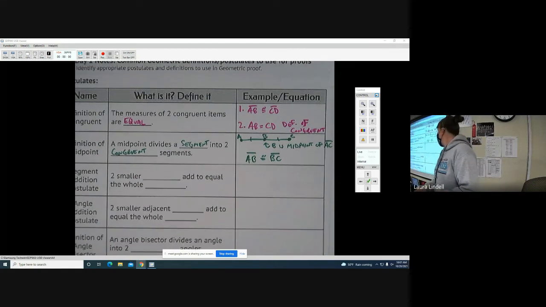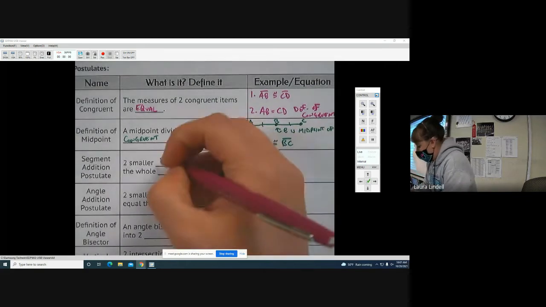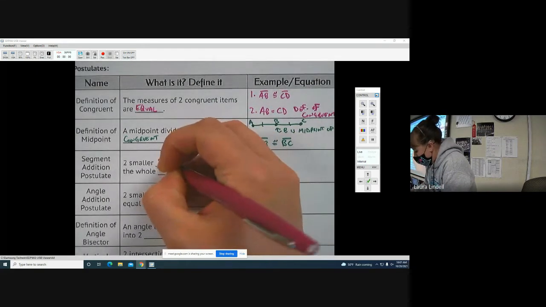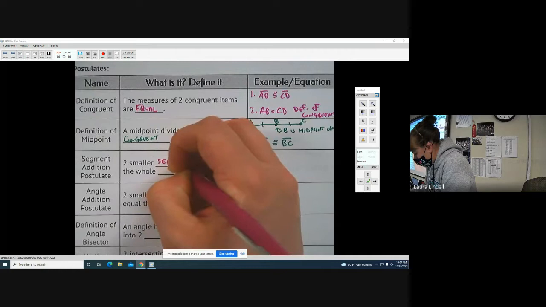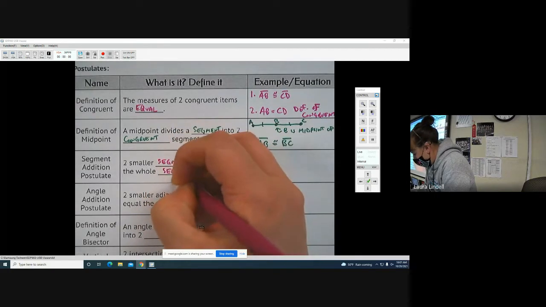Next one, segment addition postulate. We've used this one before, and we've talked about it before. We just don't always call it postulate when we talked about segment addition. This is that one where B is between A and C. So if you add the two small parts of the segment, it equals the whole thing. It's the idea that two smaller segments add to equal the whole segment.